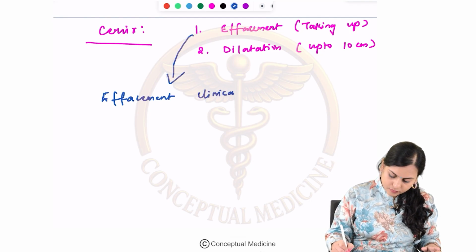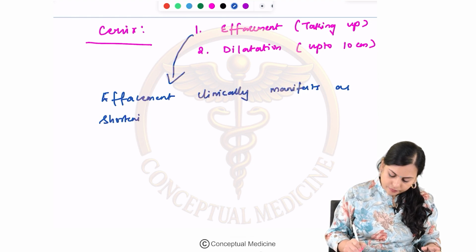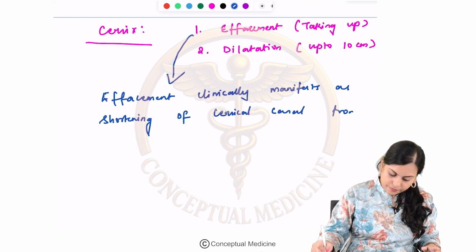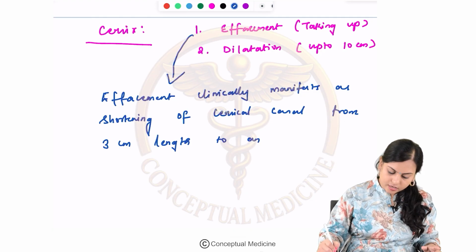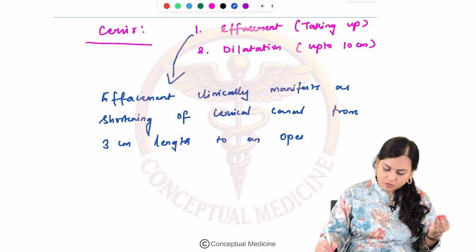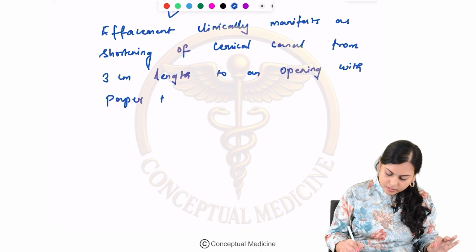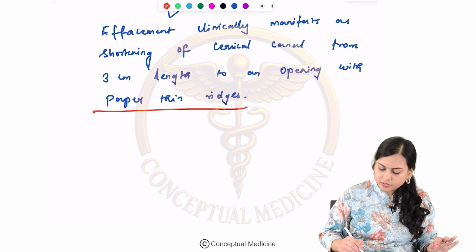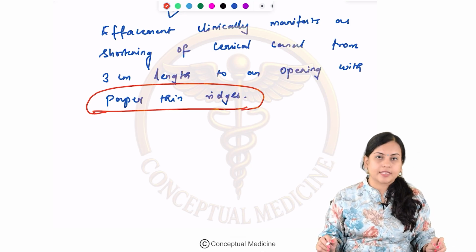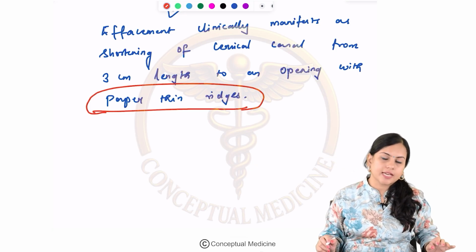Effacement clinically manifests as shortening of the cervical canal from 3 centimeter length to a mere opening with paper thin ridges. Okay, so this term is very important. This is what you feel during your pervaginal examination also. Once the cervix is completely thin, we'll be assuming that the effacement has been taken up.